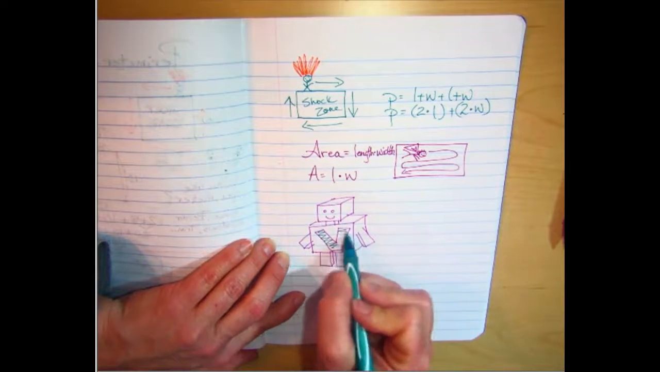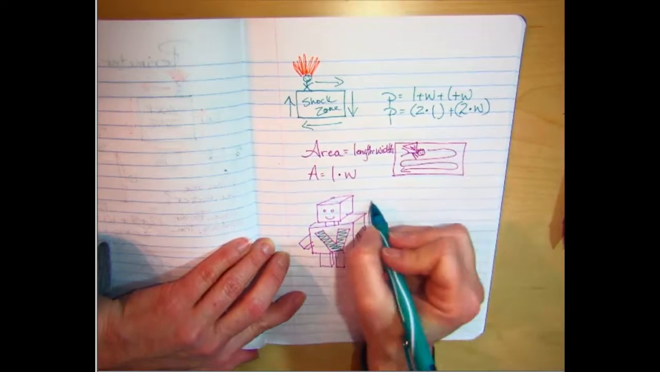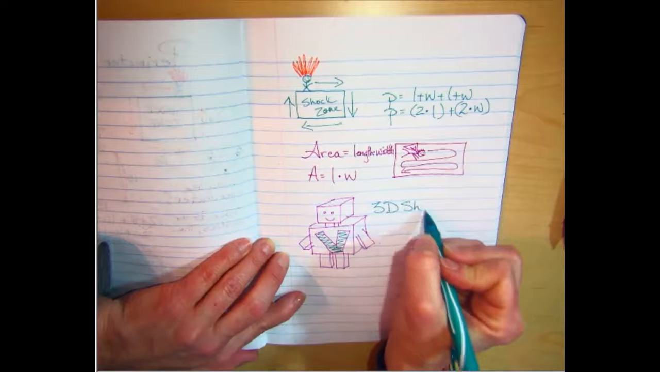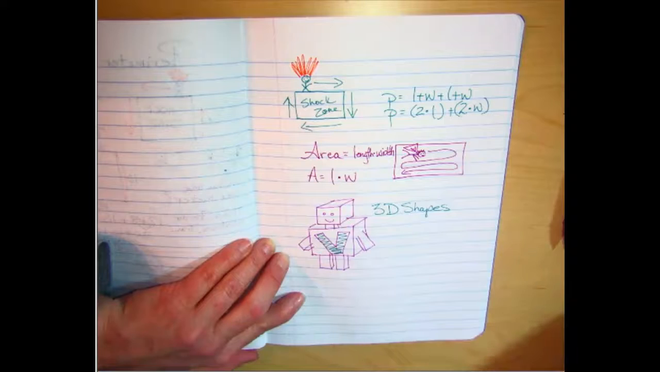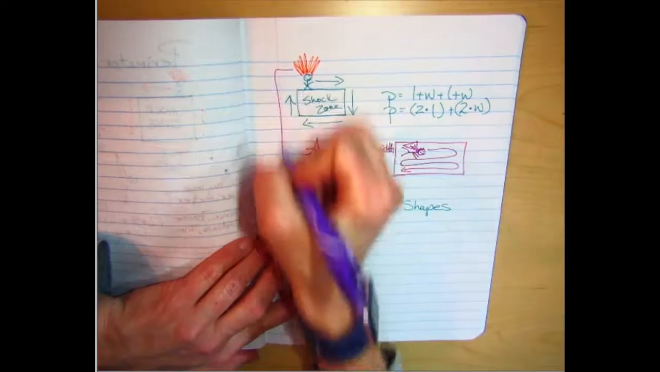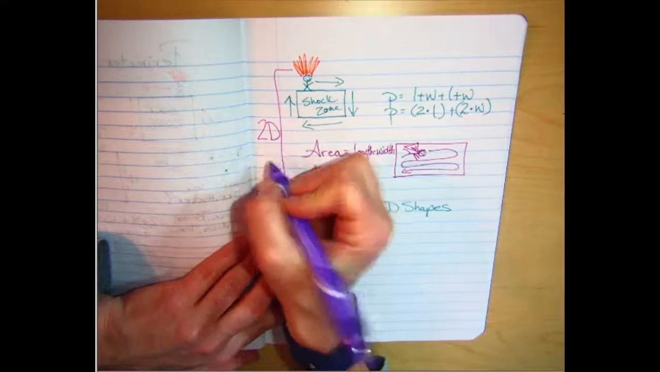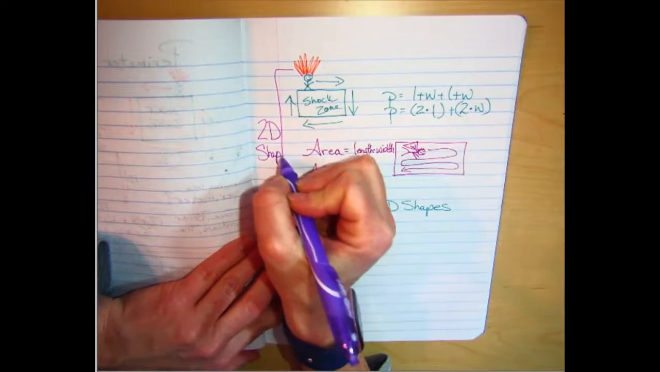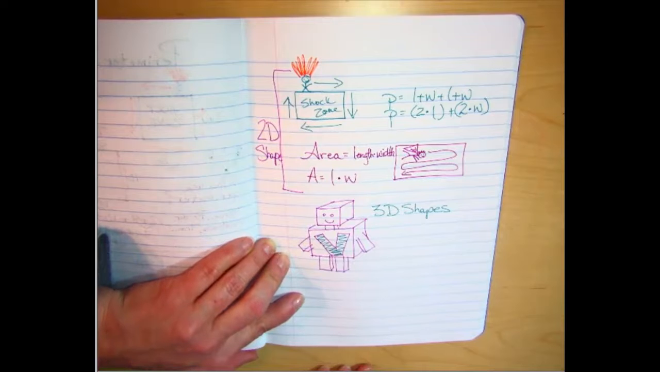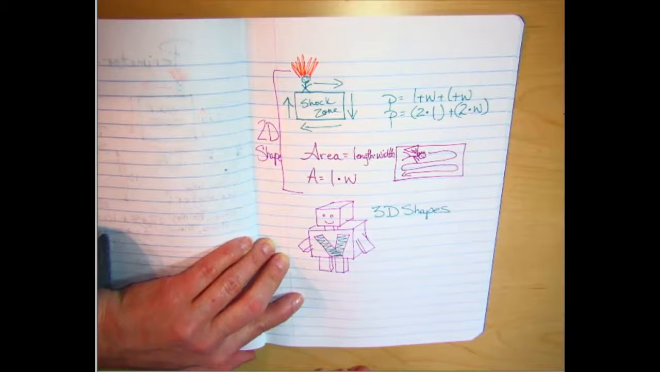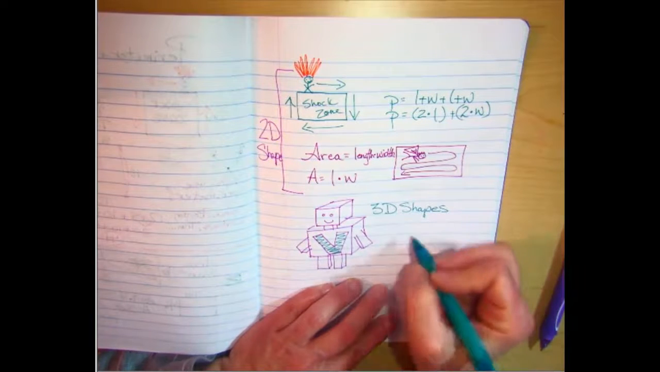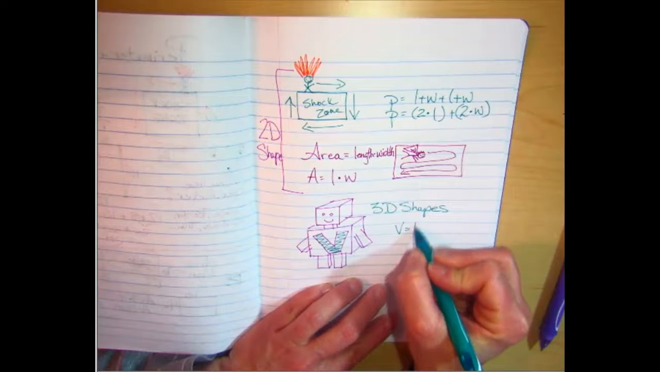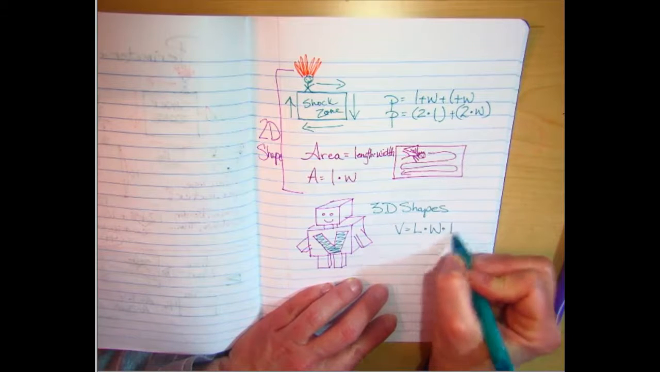So Volume Man also multiplies, but these have to do with 3D shapes. Area and perimeter, both of these have to do with 2D shapes. What's the difference between a 2D shape and a 3D shape? A 2D is like a picture. Yeah, it's flat, like a picture. A 3D is like you can grab it. You can grab it and hold it. Good. So for 3D shapes, he's going to do the volume, length times width times height.